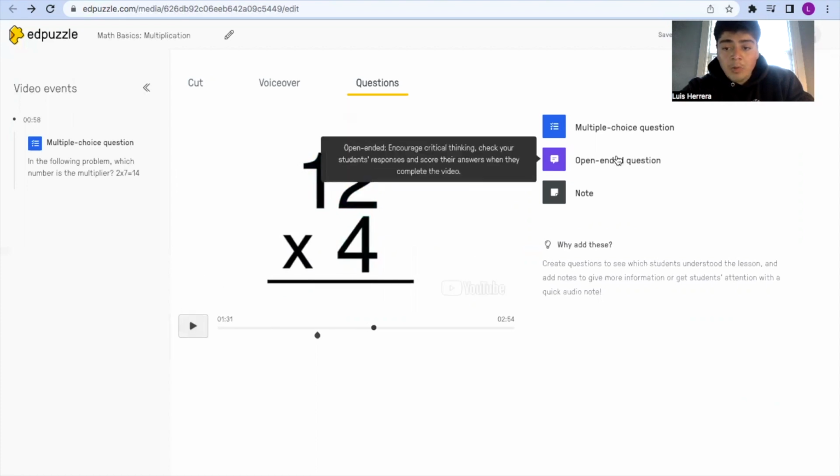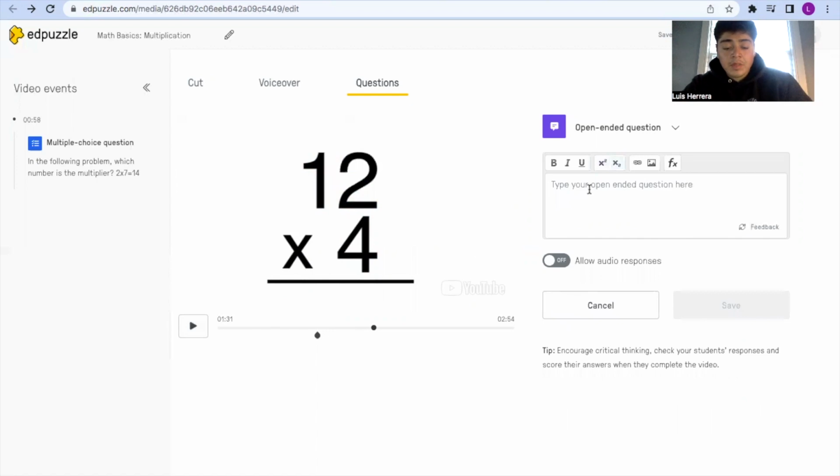Now we're going to add an open-ended question. What is the answer to the problem that is shown on your screen? We'll save that.